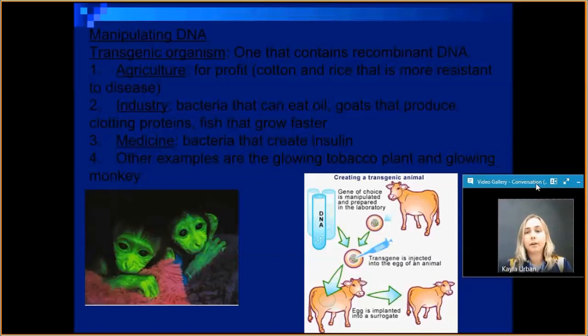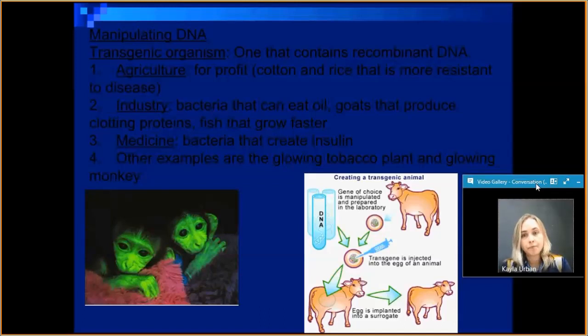Now, agriculture, industry, medicine, many other fields use transgenic organisms. Sometimes they're referred to as GMOs, but there are other uses. So agriculturally, for profit, you can make cotton and rice that are more resistant to disease. By inserting specific genes, you can help them to grow faster. You can help them just increase their resistance to pesticides, insecticides, all sorts of things.